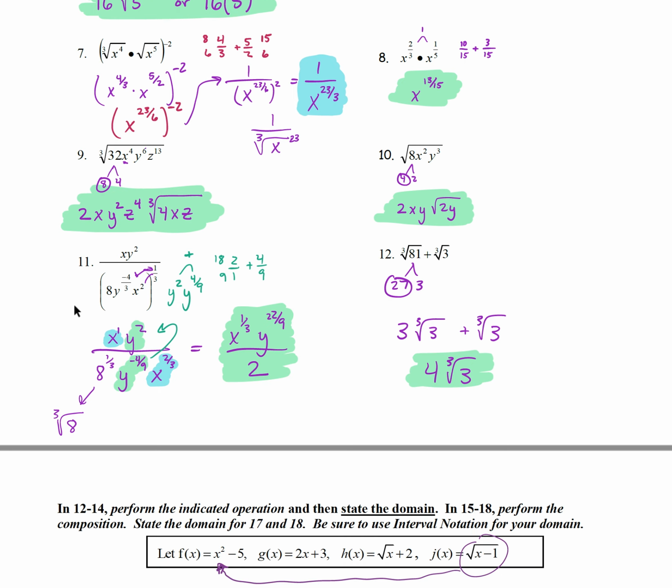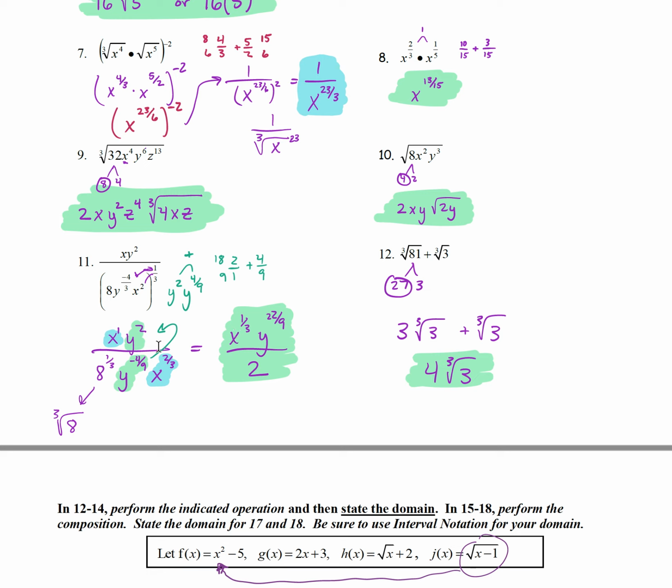Okay, this one is a little more complicated, but we got 8 to the cube root, and then y to the negative 4/3 times 1/3 is negative 4/9. X squared to the 1/3 is x to the 2/3. So the cube root of 8 is 2. X to the first, x to the 2/3. Well, that's just x to the 1/3 up top. It's got one more third, and then y squared over this.